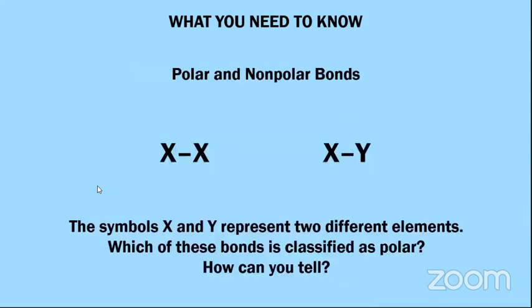So, how do we tell whether a bond is polar or nonpolar? We have symbols X and Y that represent two different elements. So here we have two different elements. I'm going to go ahead and classify this bond as polar. I don't have to know what the electronegativity values are to decide that this is a polar bond. I have two atoms and they're different. So they have a different electronegativity, which means a different pull on the electrons that are being shared. So therefore, if I have two atoms and they are the same, that is a nonpolar bond.